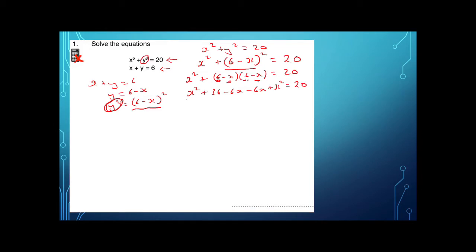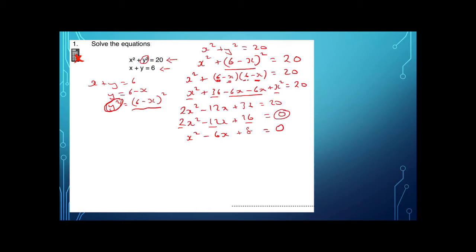Okay, let's add like terms. We've got an x squared and an x squared, and that gives us 2x squared. Negative 6 gives us negative 12x. And we've got 36 here, and that equals 20. Let's put this equal to 0. So that means we want to subtract 20 from both sides. And that gives a quadratic that we can solve. Now if you notice, 2, 12 and 16 are all even. So let's divide throughout by 2. That gives us x squared minus 6x plus 8. And we also divide the 0 by 2, and that just gives us 0.